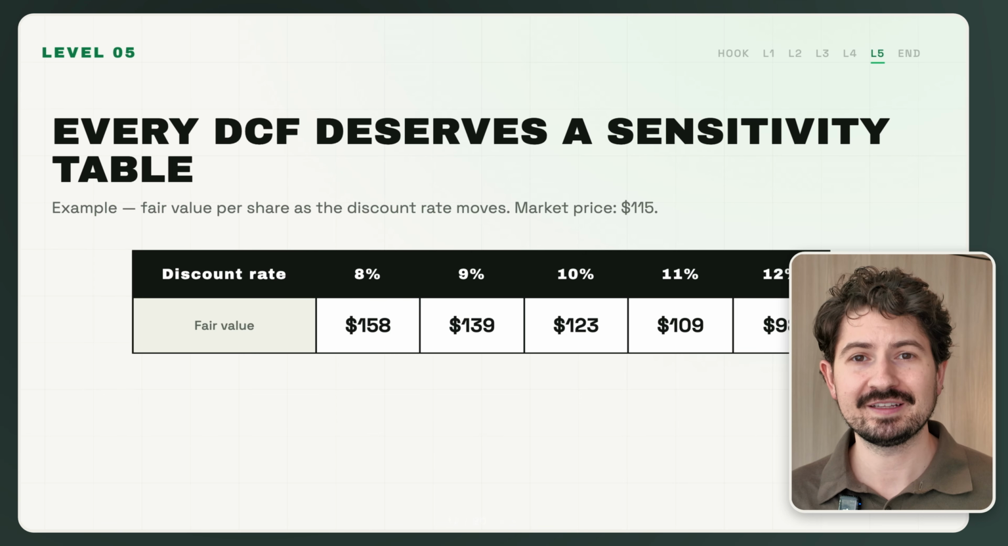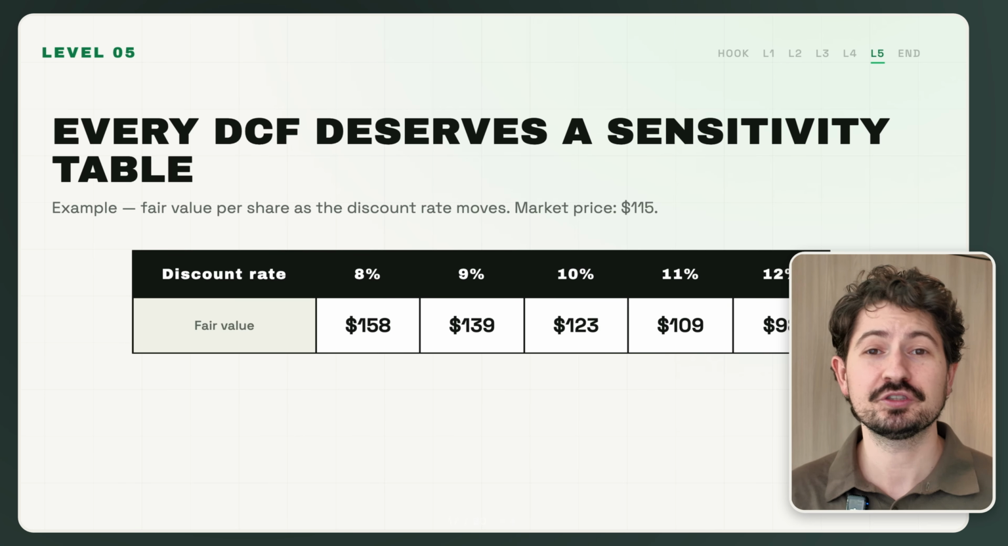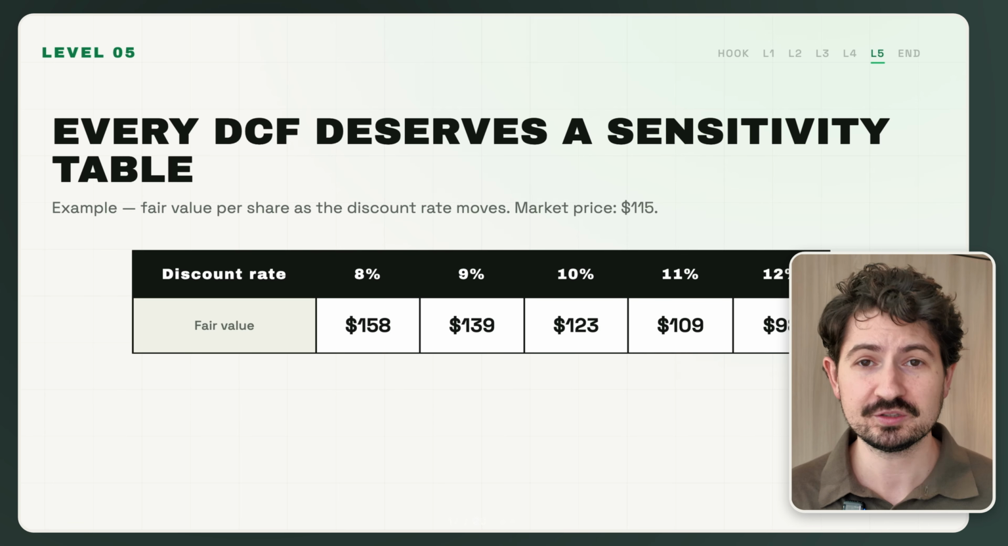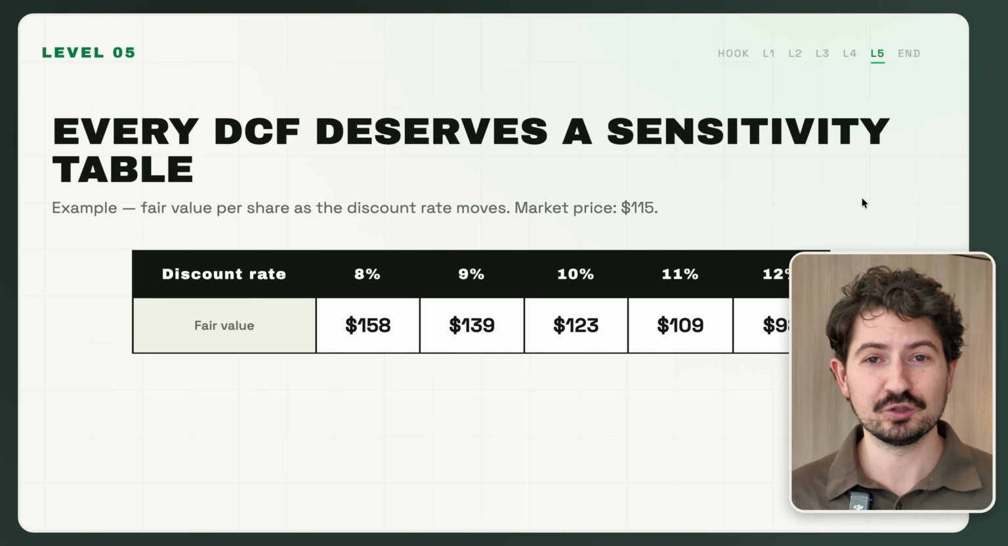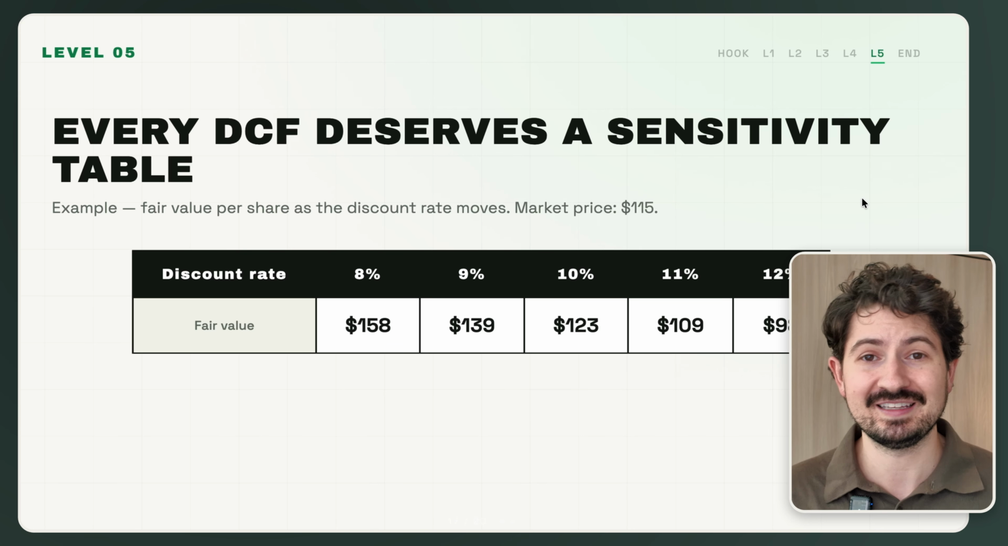But there is still one more level to talk about. So let's get to level 5. And this is the meta skill, which I've broken up into 2 different parts. The first part is that every analysis you do, just like what we did in the very beginning of this video, should have a sensitivity table attached to it. You shouldn't just look at what your model outputs. You should look at the output of your model under a whole bunch of different assumptions, including variations in the discount rate.